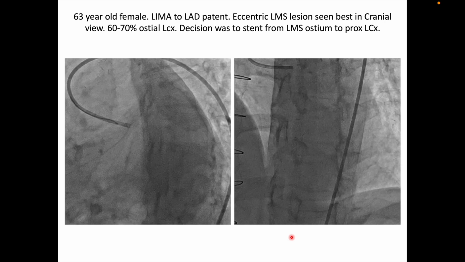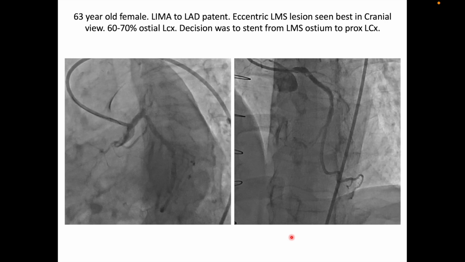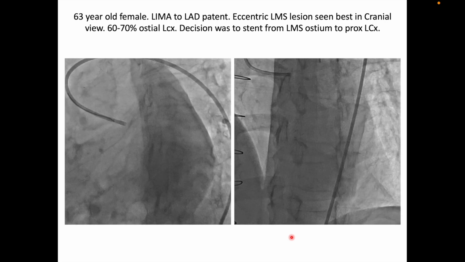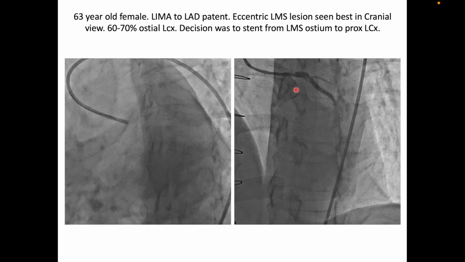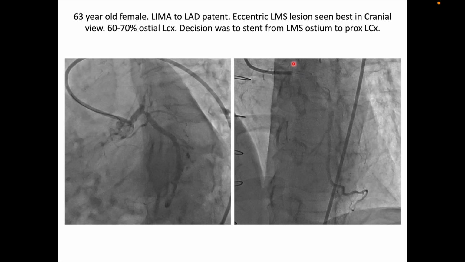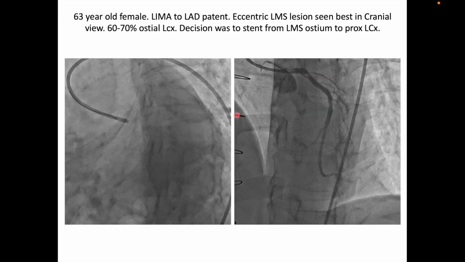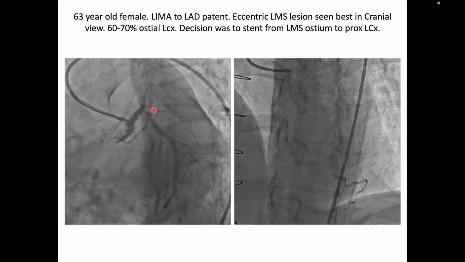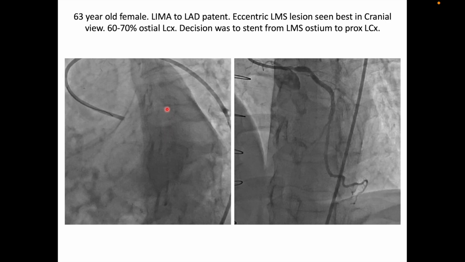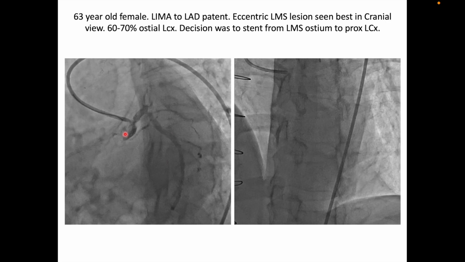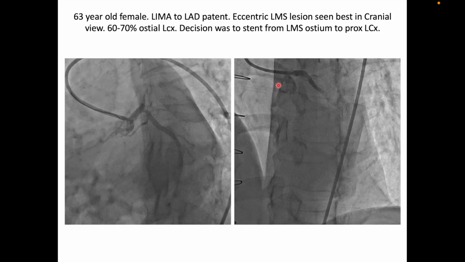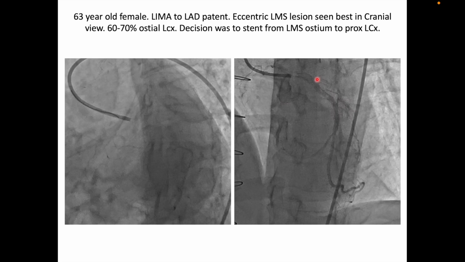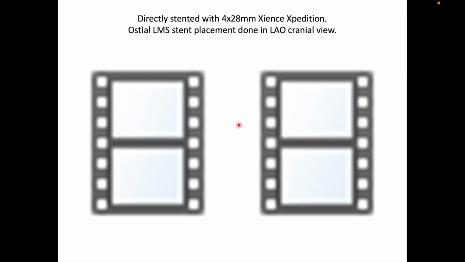So this is a 63-year-old female. Her LIMA to LAD is patent. There is an eccentric left mainstem lesion which is best seen in cranial view if you look at this one. And then there is a 60 to 70% ostial circumflex. So the decision was to stent from left mainstem across into the proximal circumflex. You can see here from here to here. So that was the plan.